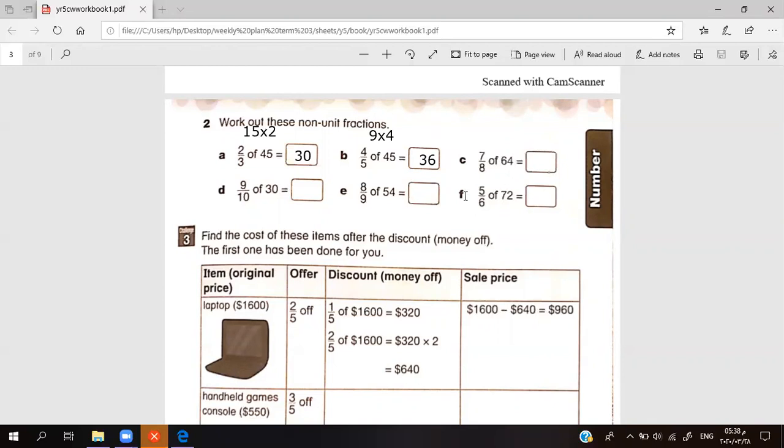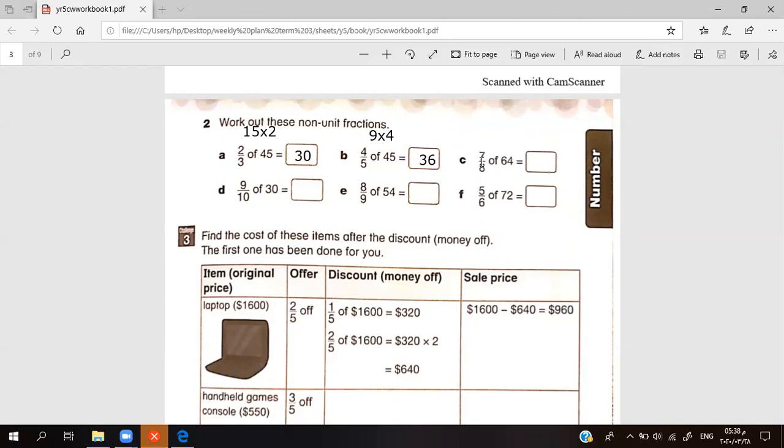Let's try number C. 7/8 of 64. He wants 7 parts of the 8. That means the 64, I will divide into 8 parts. And then I want you to tell me how much 7 parts of the 8 will be. This is what it means. Again, in 64 I will divide it into 8 parts, and then I want 7 parts from the 8 parts, which is 7/8.